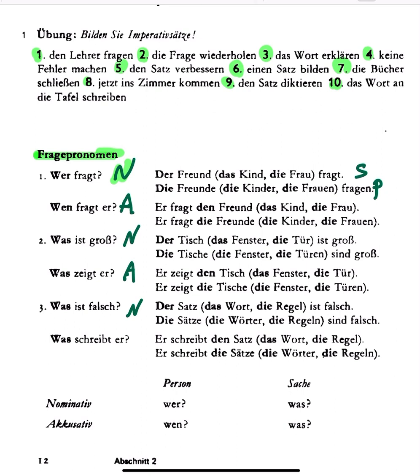Was schreibt er? What does he write? Er schreibt den Satz, das Wort, die Regeln. He writes the sentence, the word and the rule. It is for accusative. Er schreibt die Sätze, die Wörter, die Regeln. He writes the sentences, the words and the rules.